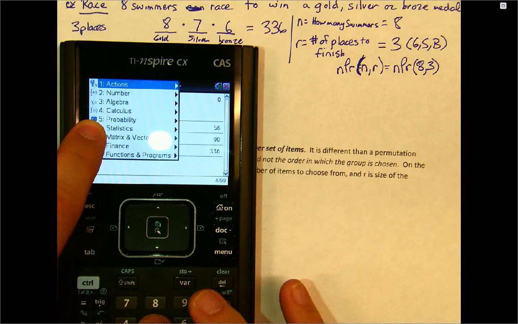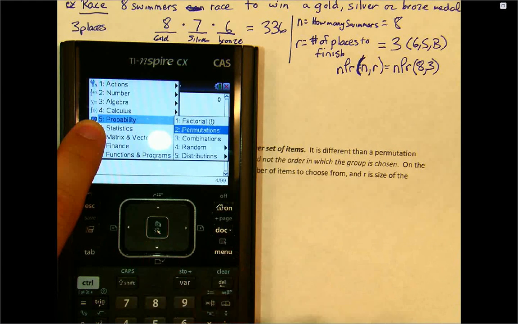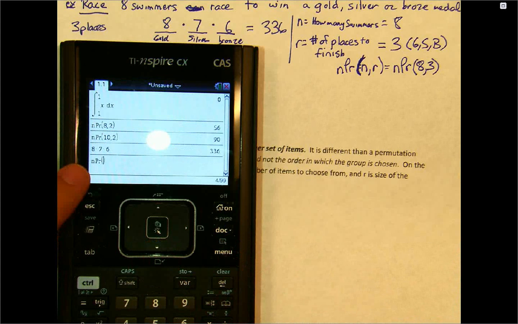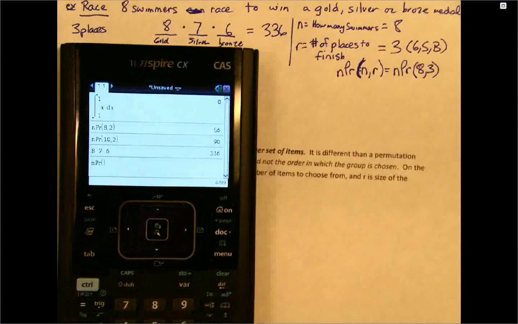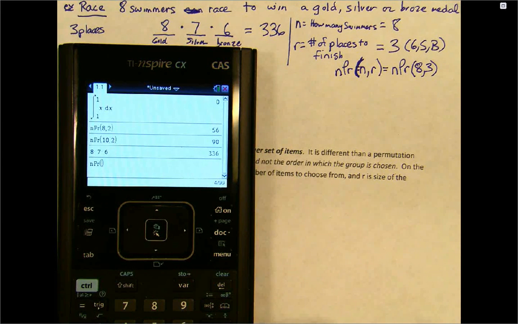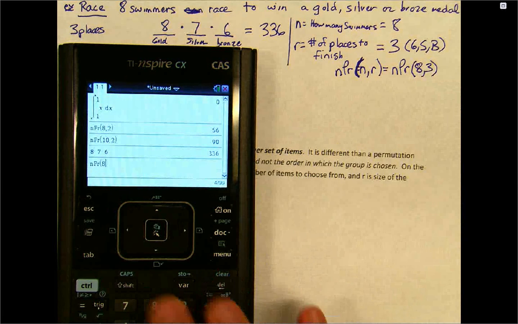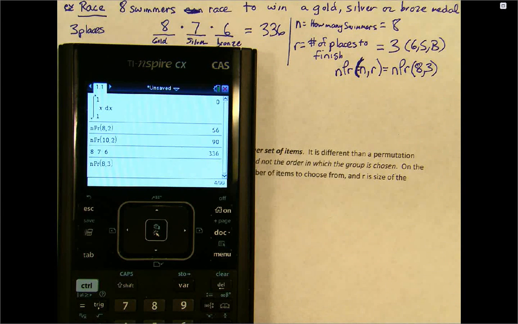And it says permutations. So I'm going to go to permutations, and it'll come up with nPr on the screen. Now when it comes up with nPr on the screen, then all we have to do is type in 8, 3. 8, 3. And the comma is all the way down near the O key on the keyboard. You hit enter and you get your 336.